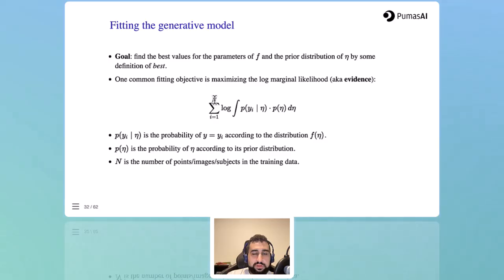Now, the n here would be the number of points or images or subjects. And so we just take the log of the marginal. So this here would be the marginal likelihood. This is the log of the marginal likelihood. And then we are interested in maximizing the sum of the log of the marginal likelihoods, which is the same as the log of the product of the marginal likelihoods as well, which is the same thing as just maximizing the product of the individual marginal likelihoods.